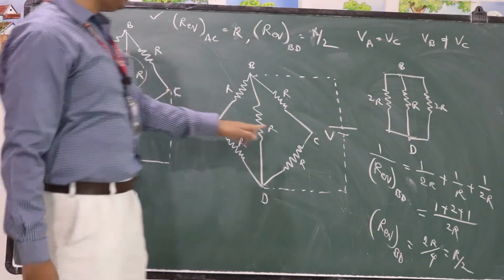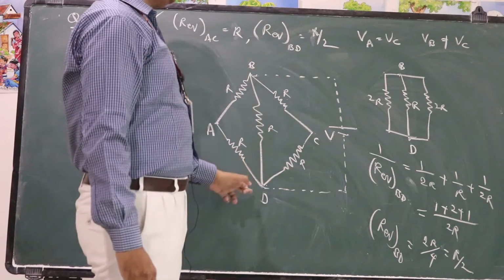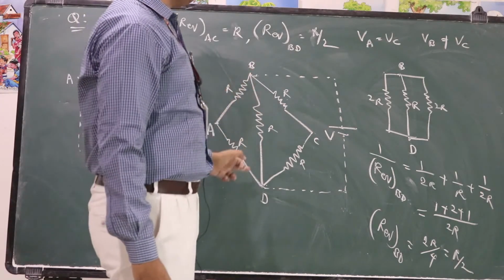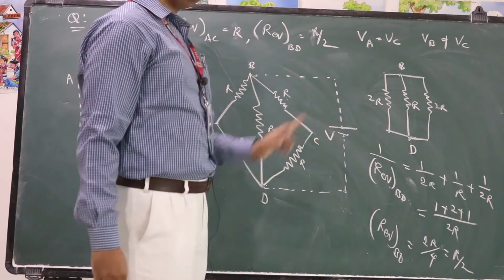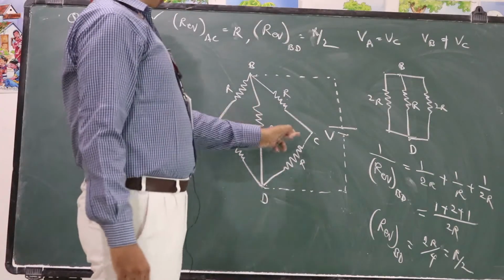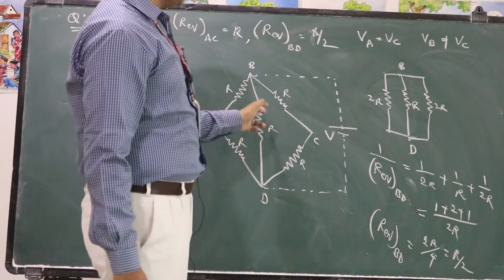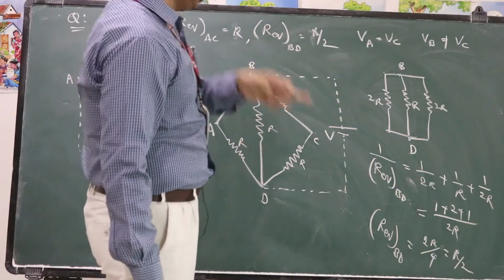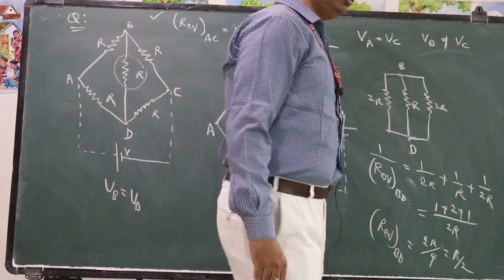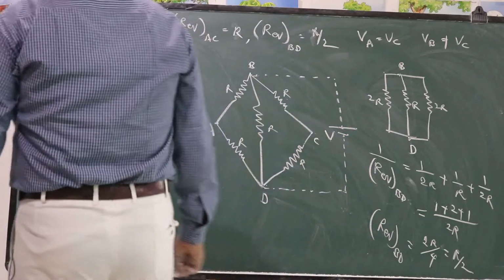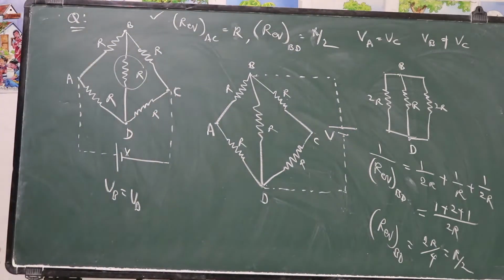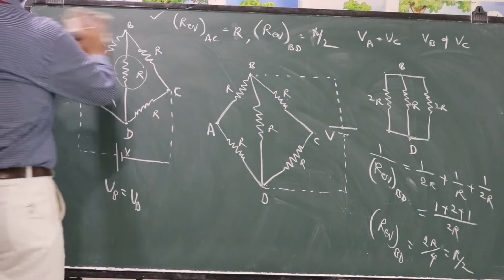But here we should not omit R because B and D are not at the same potential. There exists a potential difference between B and D which is equal to EMF of the cell. A and C are at same potential but no wire or resistor is connecting them. So, all the resistors are to be taken into consideration. So, equivalent resistance is R by 2. I hope I reached you. Similarly, we can do so many questions. One more question, let us see.